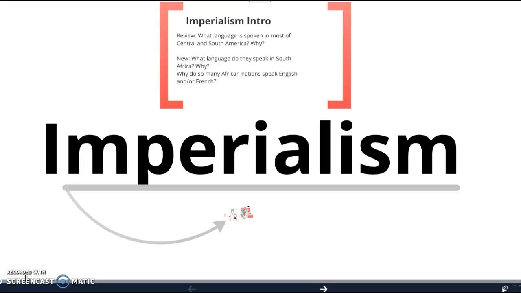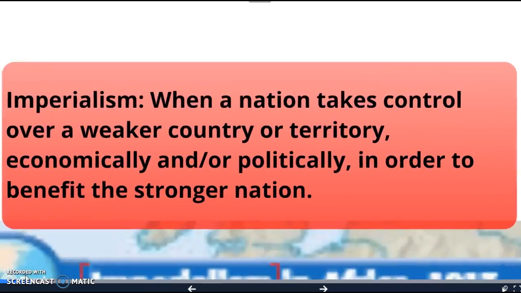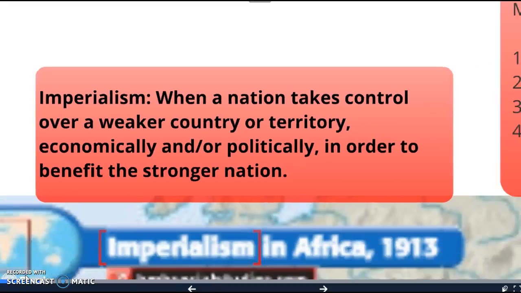So first, let's look at what imperialism is. So definition is right there for you. When a nation takes control over a weaker country or territory, economically and/or politically, in order to benefit the stronger nation. So basically when somebody takes over another country for their own benefit. So that can be strategic, or it can be something to do with money.